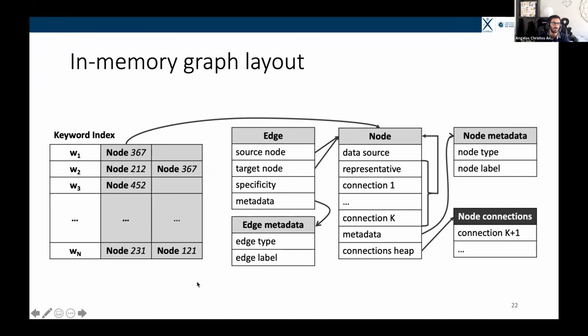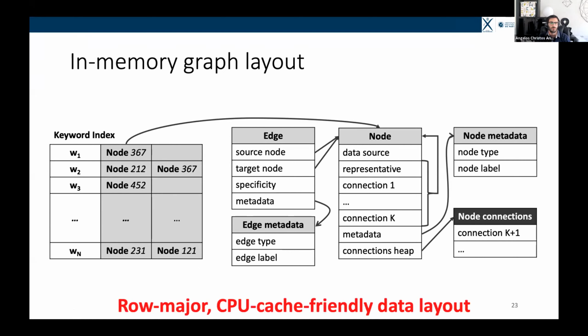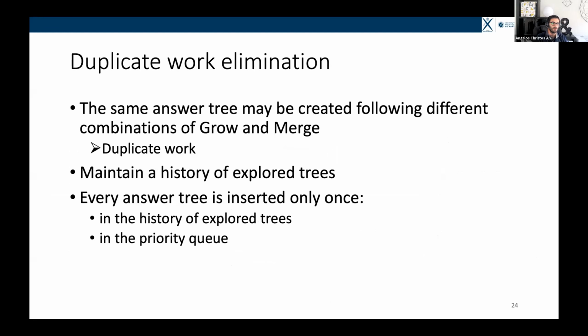Finally, we have a keyword index so that we can have the starting queries. So that we know which nodes match which keywords, and here we support exact and prefix matching. Here we use a simple row major layout, which is CPU cache friendly for the type of queries that we run, since our bottleneck is not that much the graph itself, rather than the intermediate results, as I'm going to explain to you in a while.